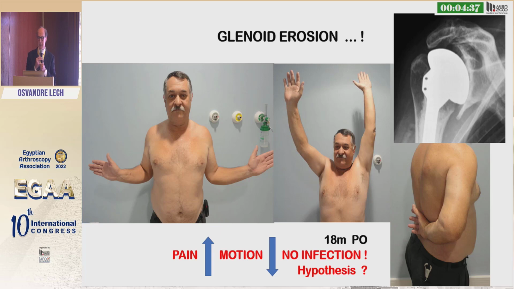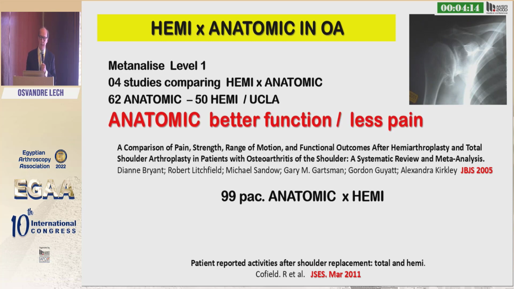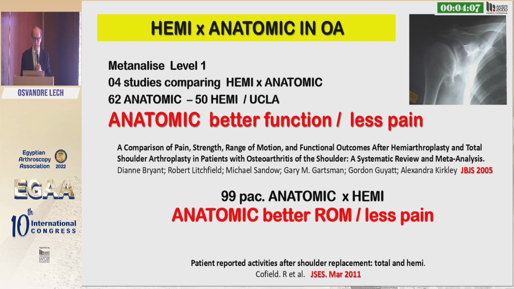Since this patient, back 20 years ago, we discussed in our team no more Hemis for osteoarthritis because we will always have this bad result, and we changed our minds in those days. This is a paper comparing Hemi and Anatomic. This one says the Anatomic or total has a better function and less pain. And this second paper says the same. So it's kind of repetition.